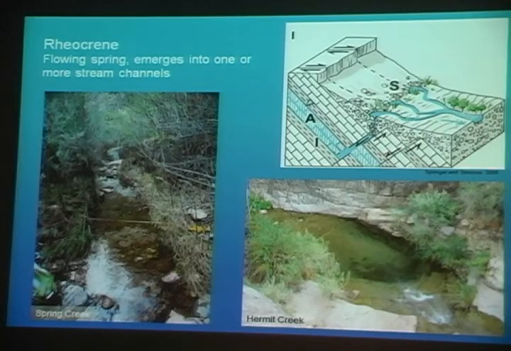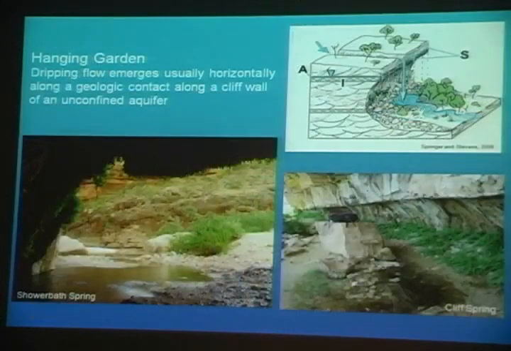So the first type is a Rheocrene spring, probably the most commonly found spring in Grand Canyon, which just emerge into one or more stream channels, such as the one here at Spring Creek and then also down at Hermit Creek. The next type, which is also fairly common in Grand Canyon, is the Hanging Garden, which is also thought of as kind of the quintessential desert southwest spring type, where flow emerges, usually horizontally, along a geologic contact, along a cliff wall of an unconfined aquifer.